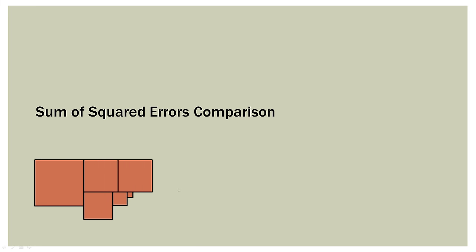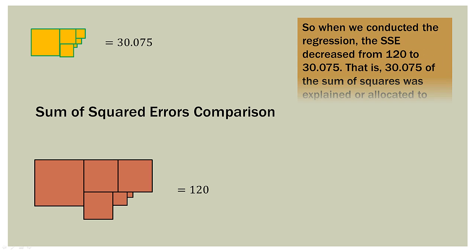So if we actually make these physically the same scale side by side, we can see that we put all those SSEs for the first model together, it's 120. Then we do the same thing for our regression model, and it's 30.075. So you can actually see the physical difference in the scale of the errors.